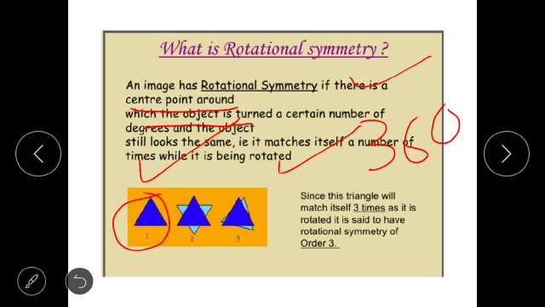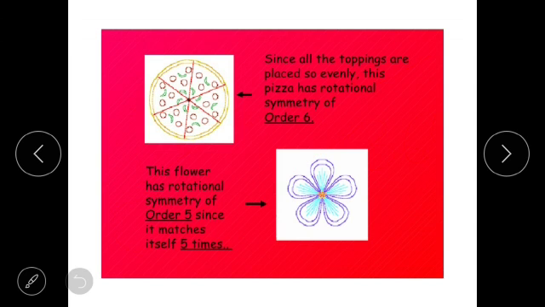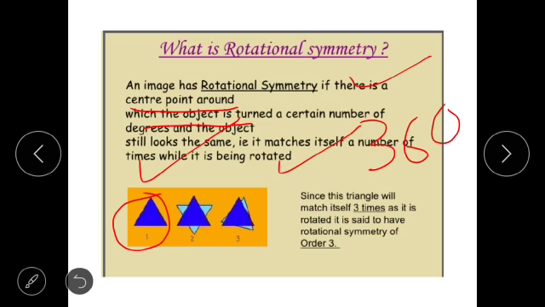Now, what is the order of rotational symmetry? We will discuss it. The number of times a figure fits onto itself in one full turn is called the order of rotational symmetry. That is, how many times during one full turn the figure fits onto itself. This is known as the order of rotational symmetry.